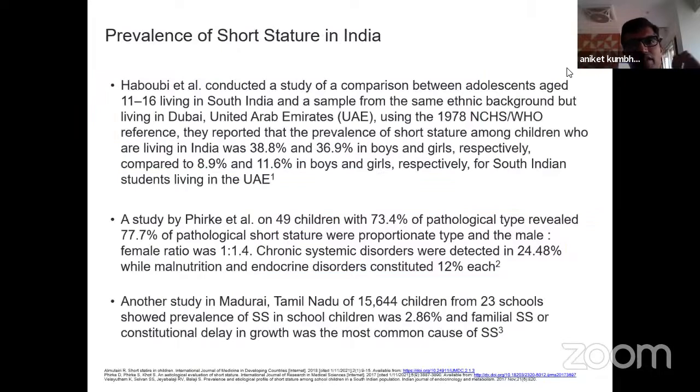The prevalence of short stature in India, although, a comparison between South Indians and those of the same ethnic background living in Dubai shows that the prevalence of short stature among those living in India was 38.8% and 36.9% in boys and girls, compared to 9 to 11% in the UAE. A study by Firke et al. on 49 children, with 73.4% pathological type, revealed that 77% were proportionate.